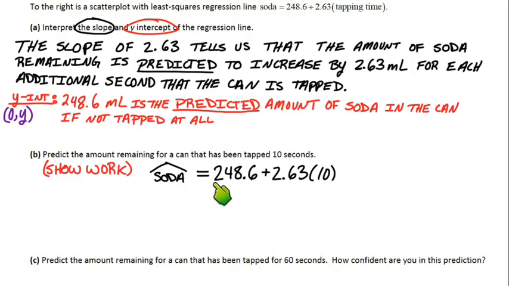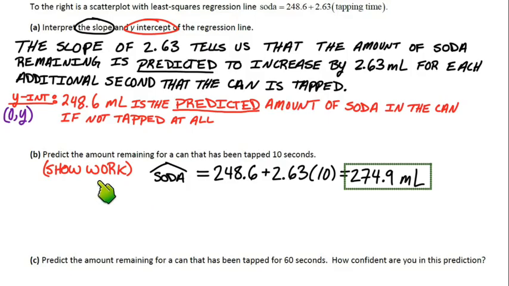So predicted amount of soda equals this, which actually is just 274.9 milliliters. So show your work, and then instead of writing x and y, just use soda with a hat on it. And then you don't have to define your variables or talk about your variables at all. So let's answer this in context.